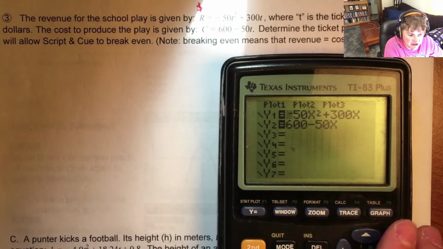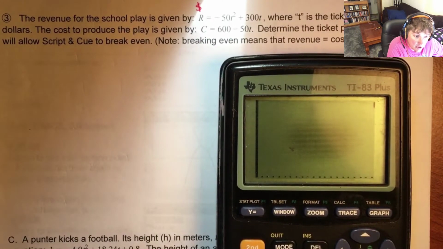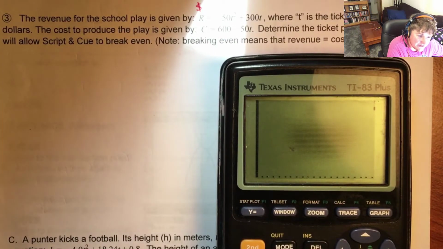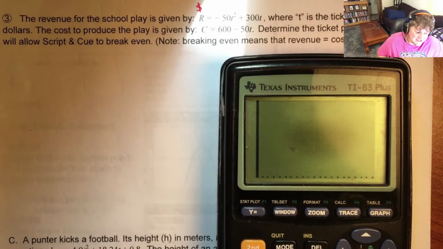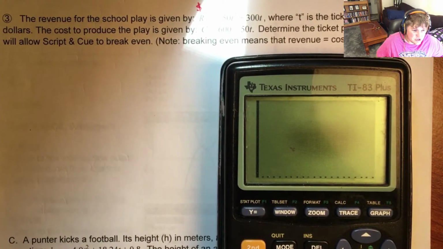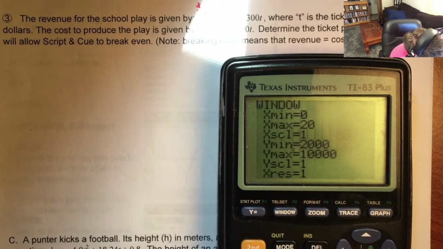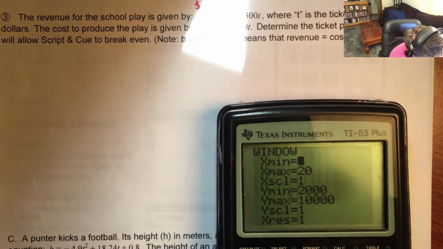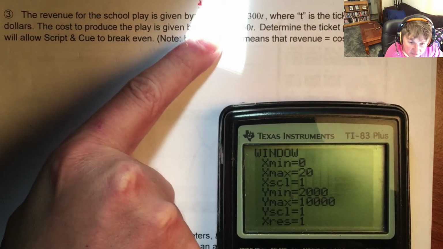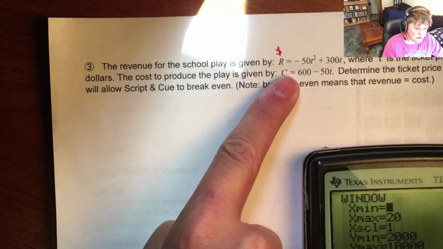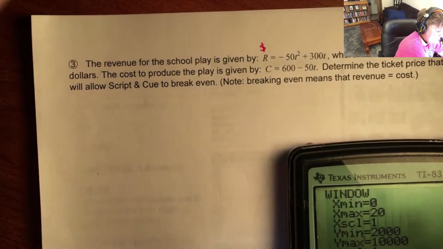Okay, so let's go ahead and hit graph. As we're looking at this, my window is all messed up. But this is from the word problems that we did in 3.3, so we are probably not looking anywhere close to where we need to be. Okay, so let's just go ahead and... So negative 50. So this graph here, where is this glare coming from? All of a sudden, it was so perfect.